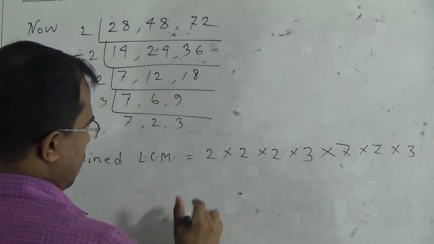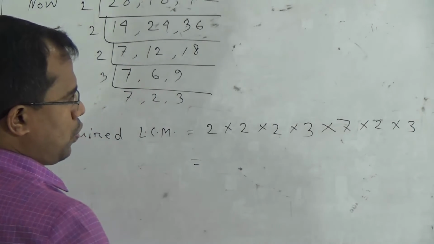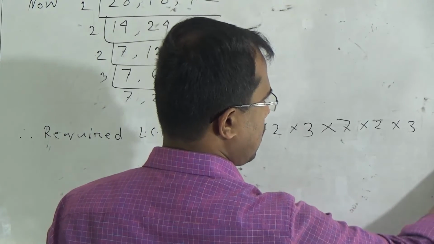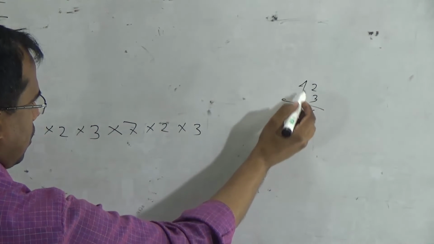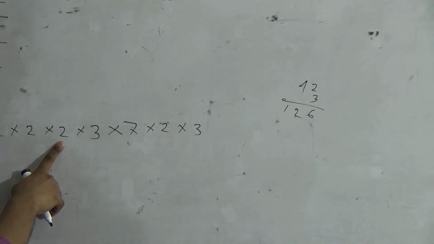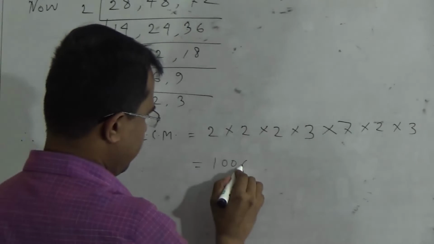Now we have to multiply these numbers. Here 2 3s are 6 and 6 7s are 42. 42 3s are, 2 3s are 6 and 3 4s are 12. That means 126. 126 2s are 252, and 252 2s are 504. 504 2s are 1008.